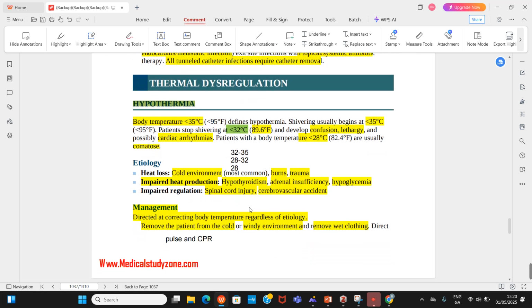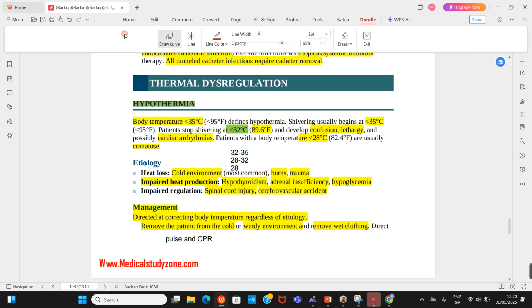So moving on to thermal dysregulation. So we have hypothermia. Hypothermia is just defined as body temperature of less than 35. Once somebody has a body temperature of less than 35, we say the person is hypothermic. And it's good to know that shivering begins whenever the person is less than 35, but it stops once it's less than 32. So there are three extremes with respect to hypothermia: 35, 32, and 28. Once the person is less than 28, the person is definitely going to be in coma.